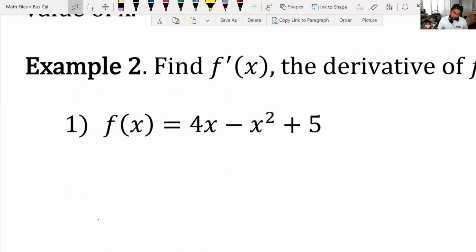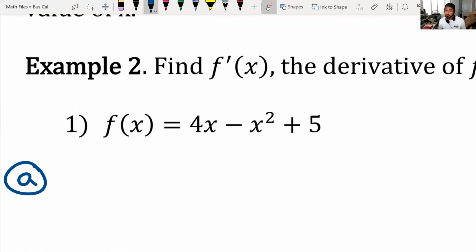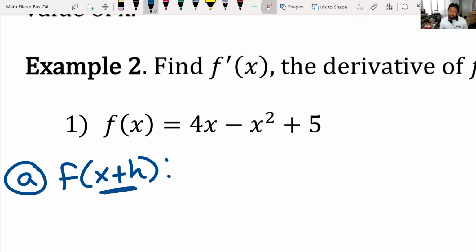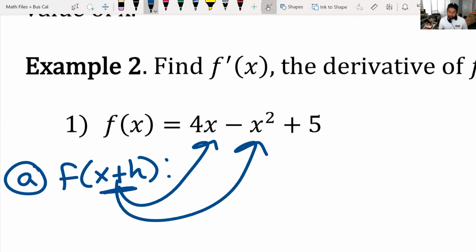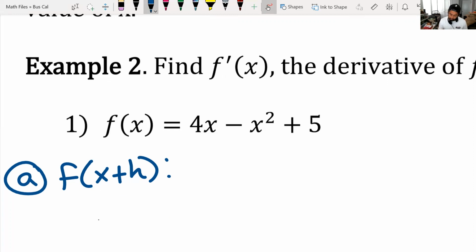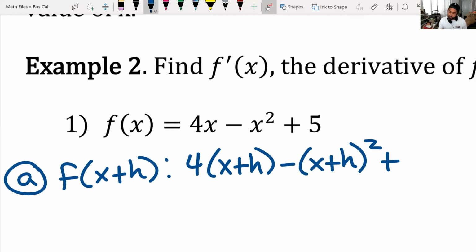So step one of finding the derivative, or we'll call it step A. And it's just like the difference quotient. Step A is, what is f of x plus h? This means take x plus h and plug it in for every x. And then simplify. So 4 times x plus h minus x plus h squared plus 5. Yes, that's correct. Okay, now we have plugged it in, now we simplify.